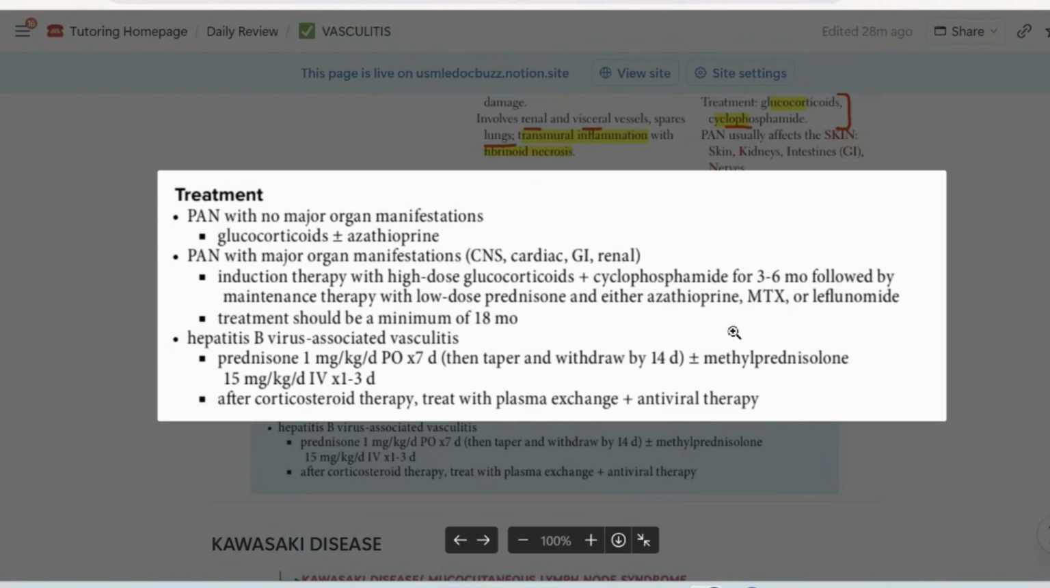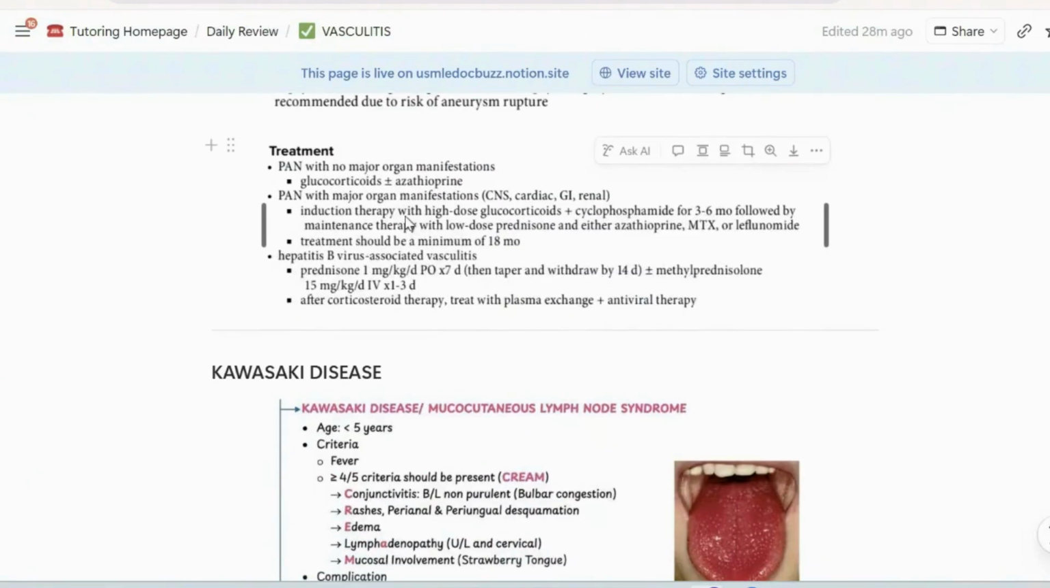If these two don't work, then you can pick and choose whatever hits, right? Methotrexate, leflunomide, but these two are the main go-to now. Hep B is associated, well, you're going to have to do prednisone, maybe even methylprednisone, but then you have to use plasma exchange and antiviral to make sure Hep B is sort of cleared and you have a lower viral load. Okay, so that is the true treatment for PN.